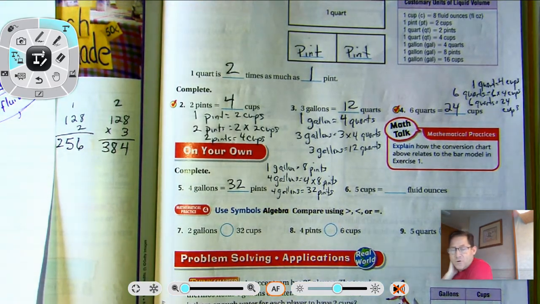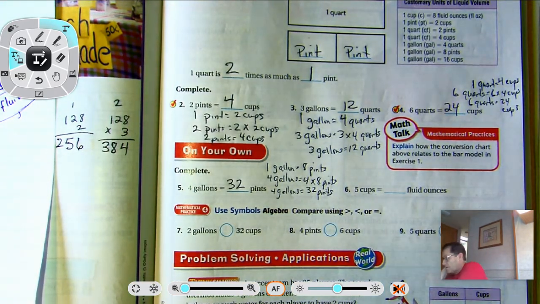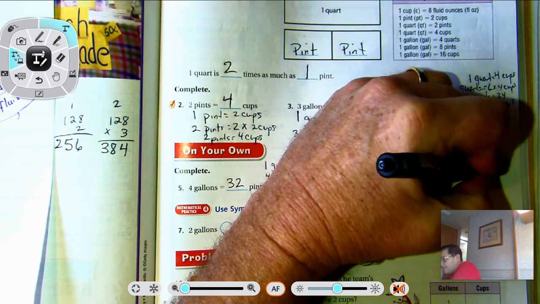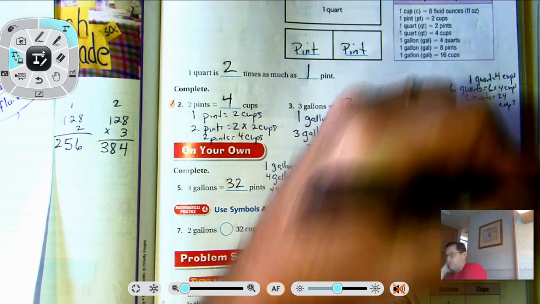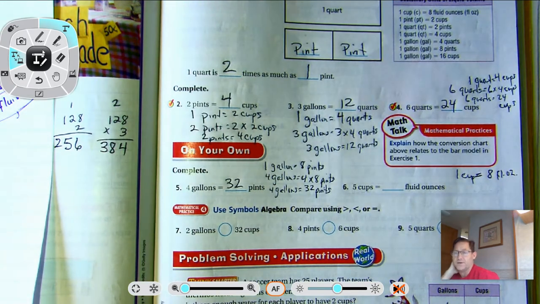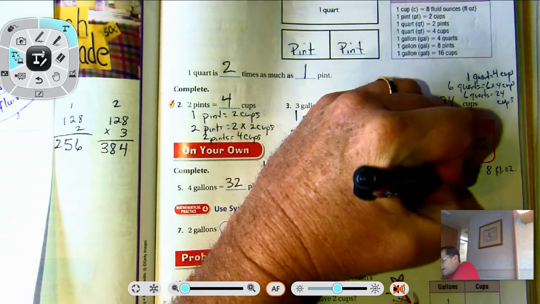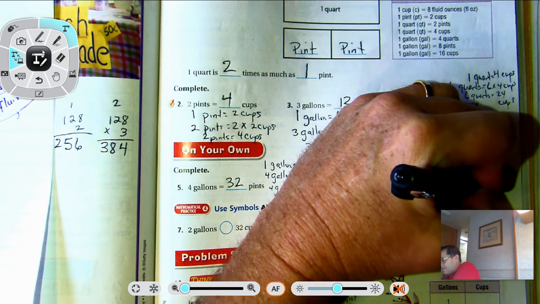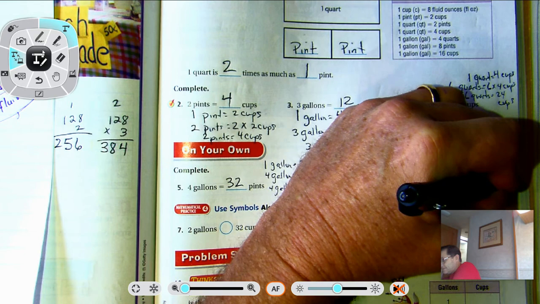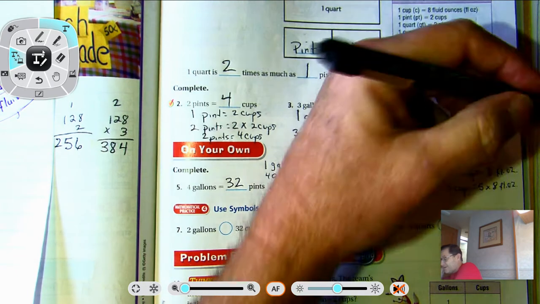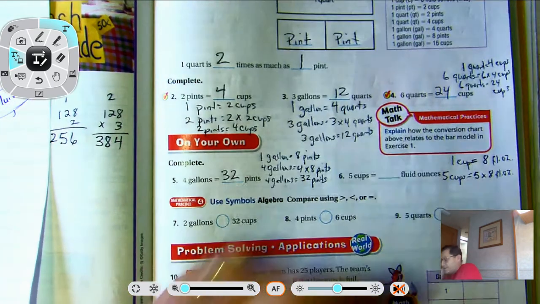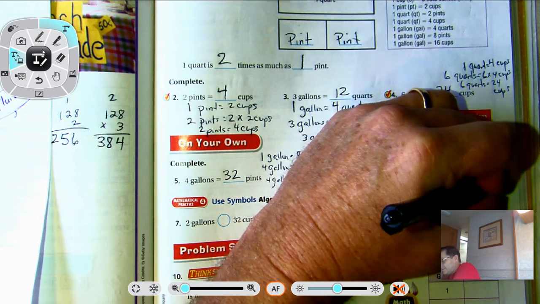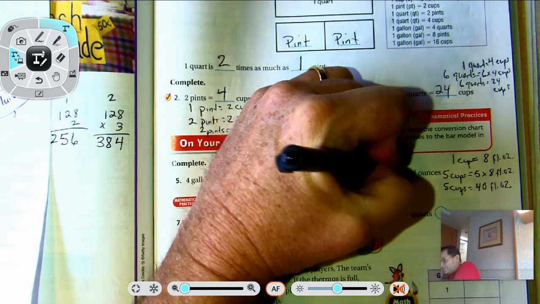Five cups is how many fluid ounces? Well, in 1 cup, there are 8 fluid ounces. That's the abbreviation for fluid ounces. So 5 cups equals 5 times 8 fluid ounces. So 5 cups equals 40 fluid ounces.